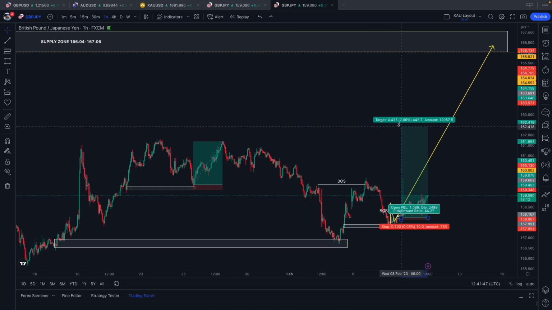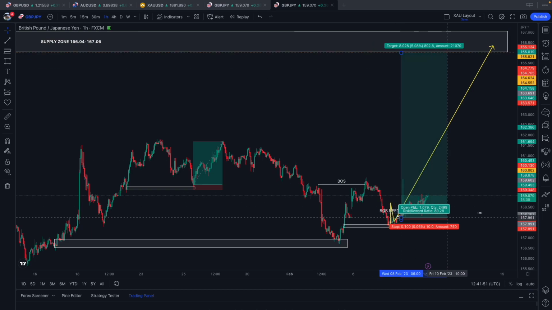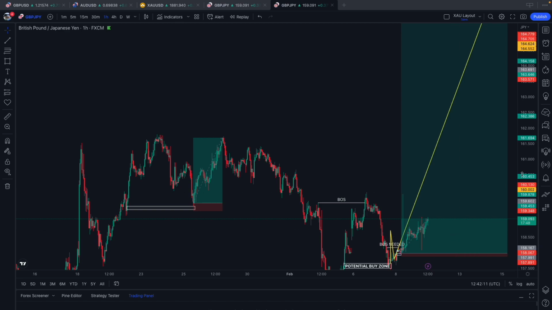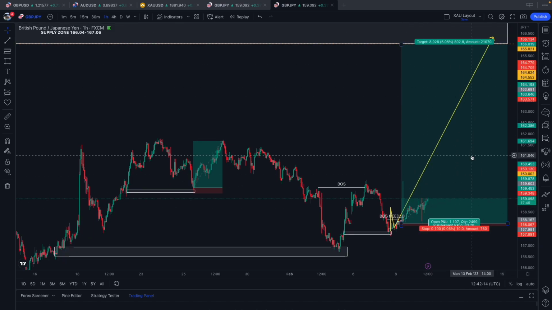Now, realistically, we could stretch our take profit as high as this supply zone, as at the end of the day, that is our higher time frame goal. We want to see price trade into this so it can deliver us with its next bearish impulse where we'll be then looking to sell. So realistically, we could modify our take profit and change it to a price around here. Now, as you can see, this offers us an amazing risk-reward ratio of 1 to 80. So if that is achieved, then you have nearly doubled your account size in one position.